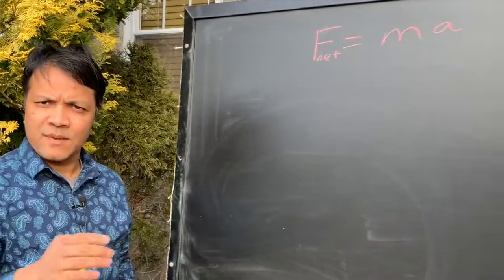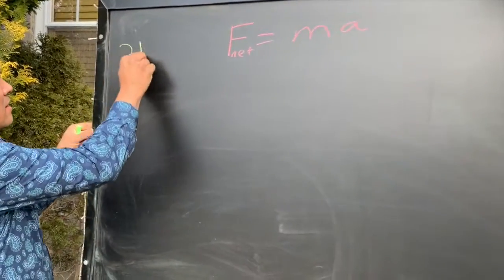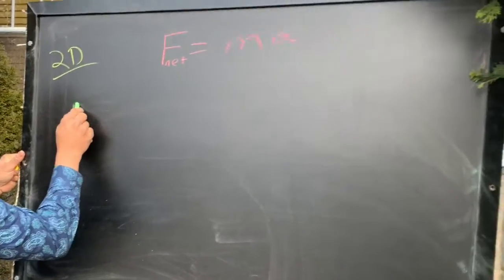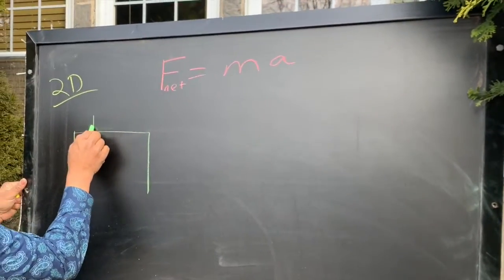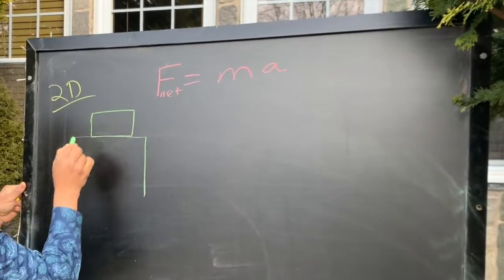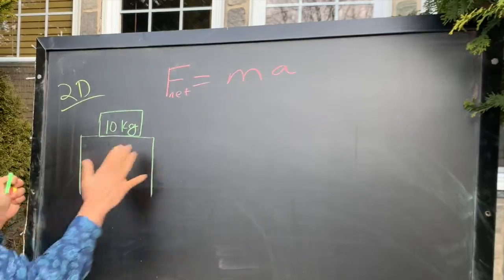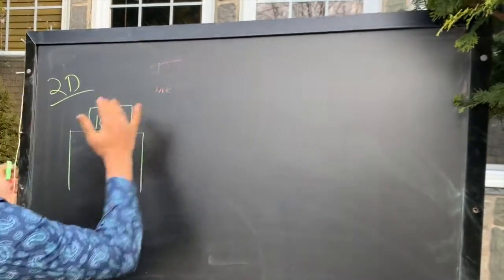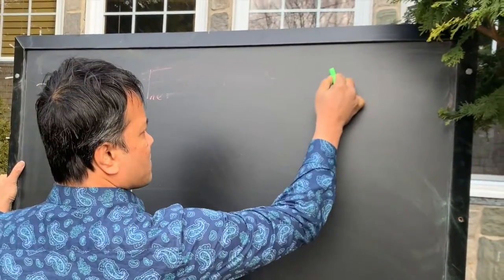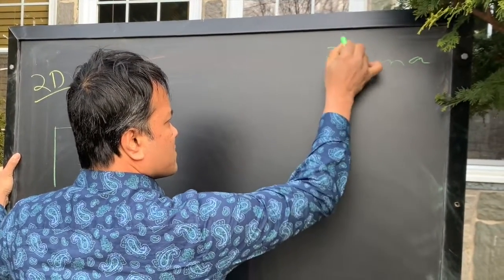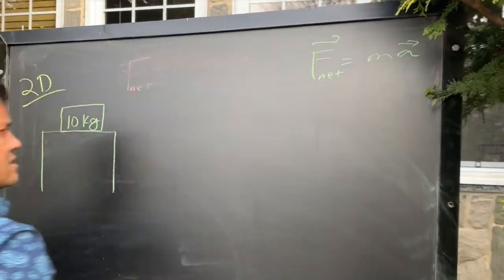Today I'm going to show you an example of 2D dynamics, and I'm going to have the same box on the same table. As you remember, the box is 10 kilogram. We know that this is an example of F equals ma, so let's write F equals ma over here at the corner. And when we talk about F, we are actually talking about Newton's second law, and we are talking about net force.